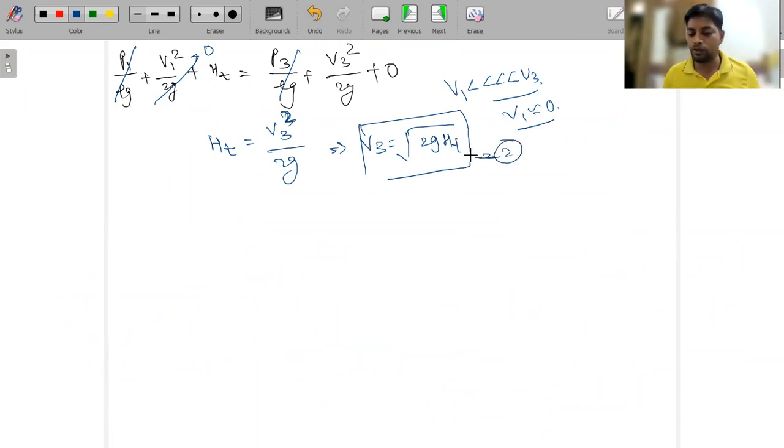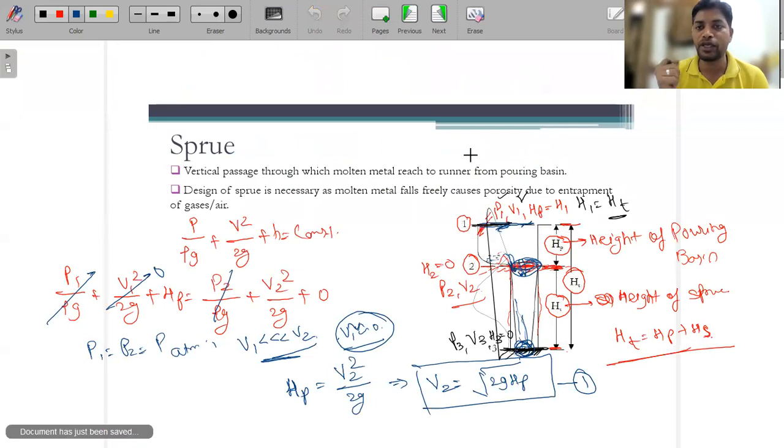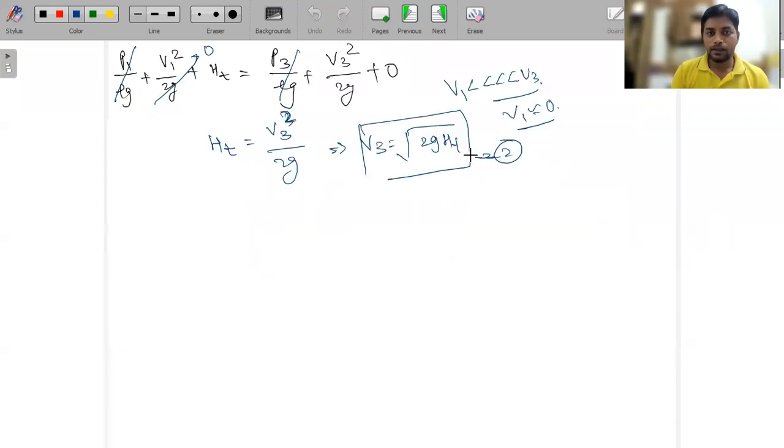Now you can ask me one question: why are we calculating this velocity? What is the meaning of calculating this velocity? There is no meaning till now, we are just designing the sprue. Why are we calculating this? First of all, what we have to do is go through what the actual volume flow rate is. So what is the volume flow rate?